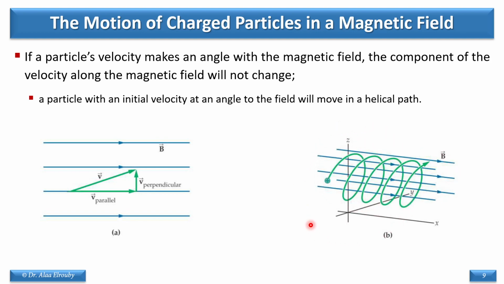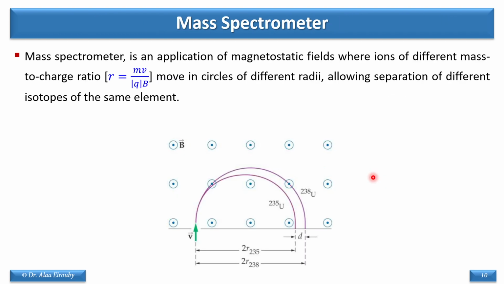How large this helix is is related to this r, and how frequent it is is related to this velocity. So if the longitudinal velocity is dominant, we'll have a wide helix. If the longitudinal velocity is small, we'll have a very tight helix, and so on and so forth. And this physics of motion of a charged particle in a magnetic field does have some applications. One of them is the mass spectrometer.